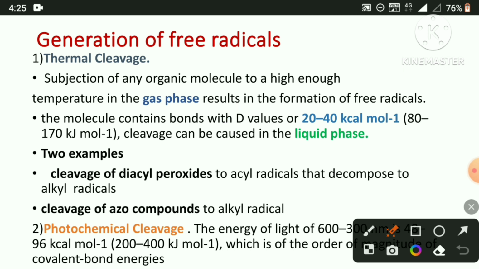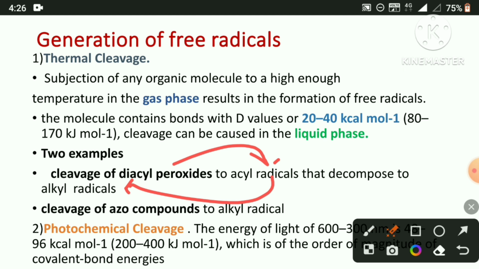Bond dissociation energy of about 22 to 40 kilocalorie per mole, that is equal to 80 to 170 kilojoule per mole. This cleavage can also be caused in the liquid phase. Thermal cleavage takes place in the liquid phase, and there are two main examples: cleavage of diacyl peroxide, where diacyl peroxides are converted into acyl radicals, and the acyl radical decomposes to form an alkyl radical.